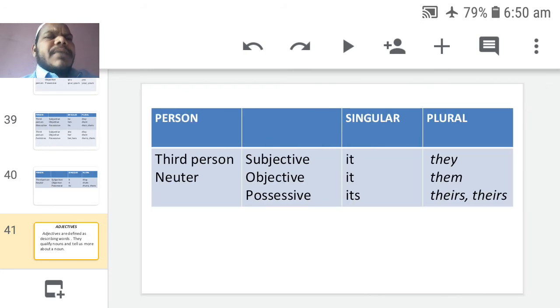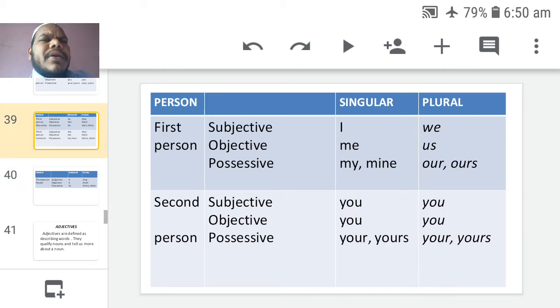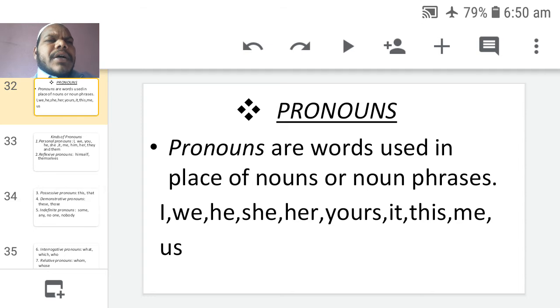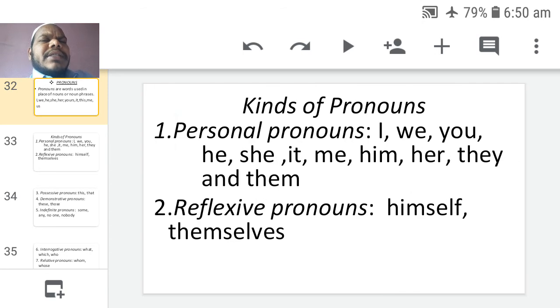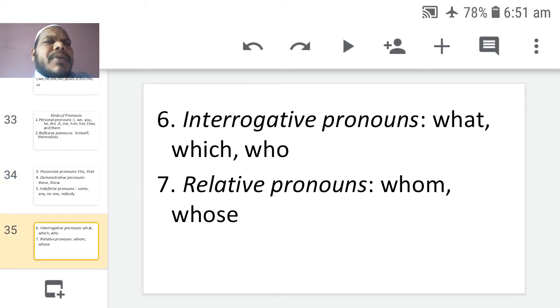Let's see, without taking more time, we go for adjective. I hope you got the idea what is pronoun. Let's sum up. We have seen that pronoun is nothing but the words which are used in the place of noun or instead of noun, as he, she, her, this, me, you. And we have seen kinds of pronouns: personal pronouns, reflexive pronoun, possessive pronoun, demonstrative pronoun, indefinite pronoun, interrogative pronoun, relative pronoun. This is a very easy topic to understand.